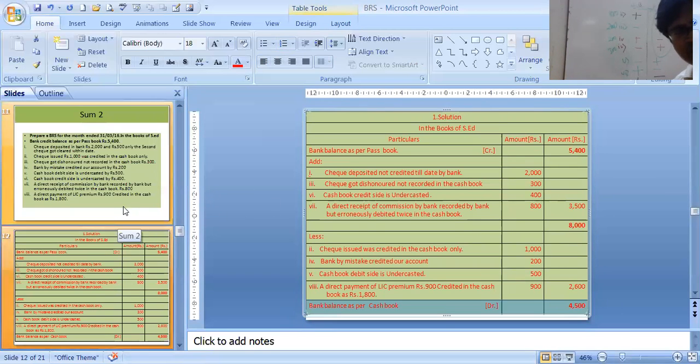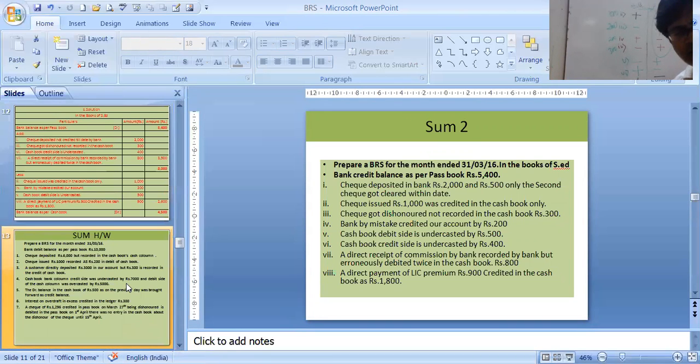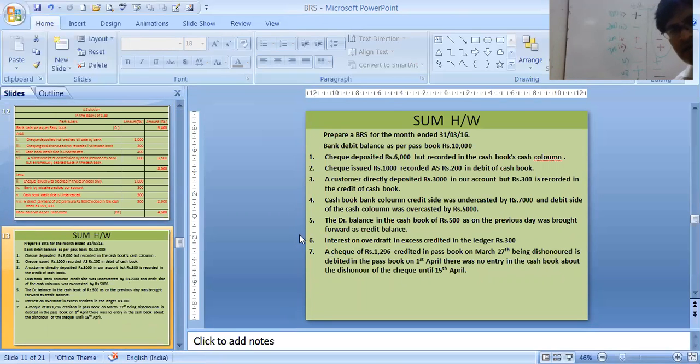Then after doing this illustration sum, you will be doing this as a homework and send it to me. Bank debit balance as per passbook rupees 10,000, and these are the different things. And you have to find out the bank balance as per cash book. Bank debit balance as per passbook means overdraft. Then you will see the same book. It's an overdraft. There is no problem whether it is overdraft or favorable. Only thing is that rule number 3, which states that if overdraft, see the same book. If favorable, see the opposite book.